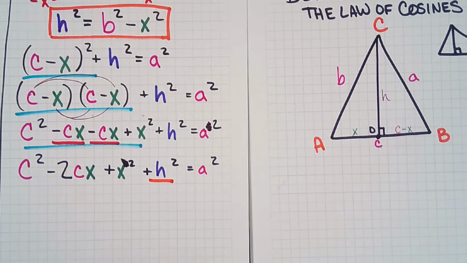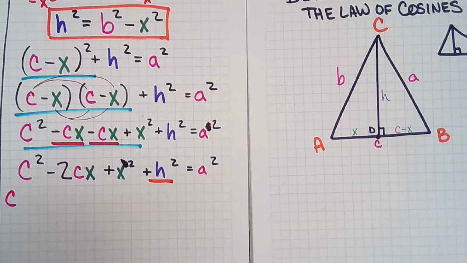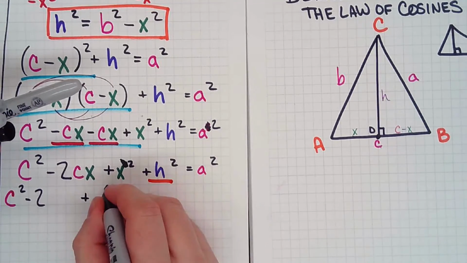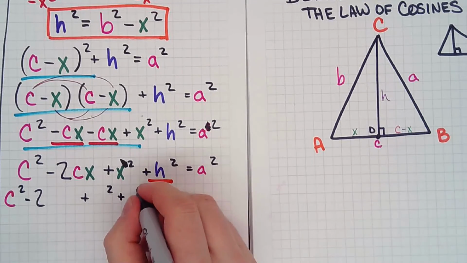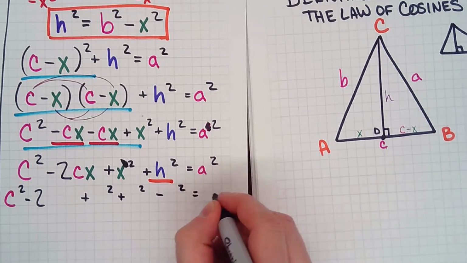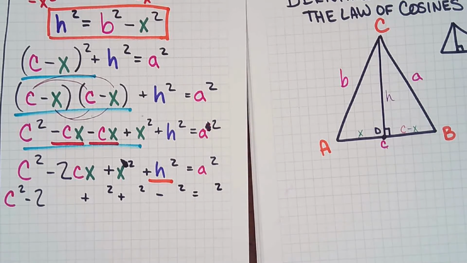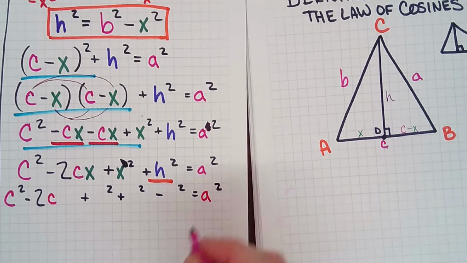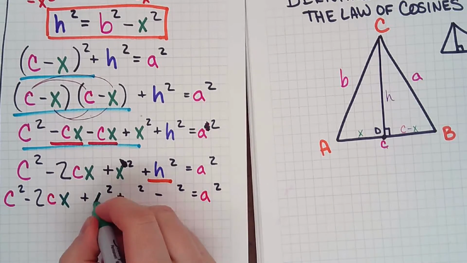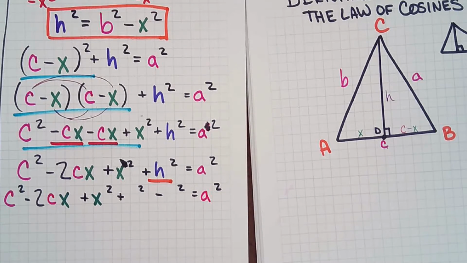So everything's the same. C squared minus 2cx plus x squared. And then instead of plus h squared, we're going to write plus b squared minus x squared equals a squared. All right, let's see if I did this outline correctly. I'm trying to, again, be efficient here with my colors. So c and a, and then we've got x and x squared. And instead of h squared, we're going to have b squared minus x squared.